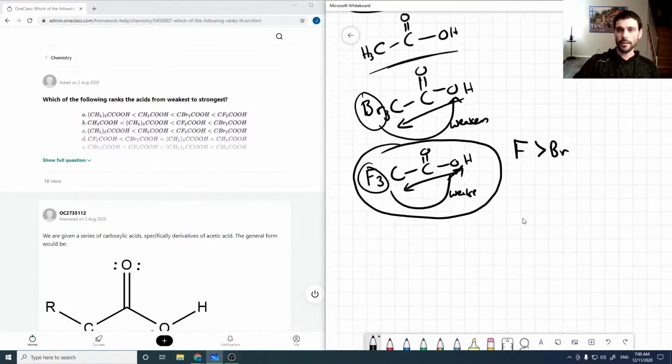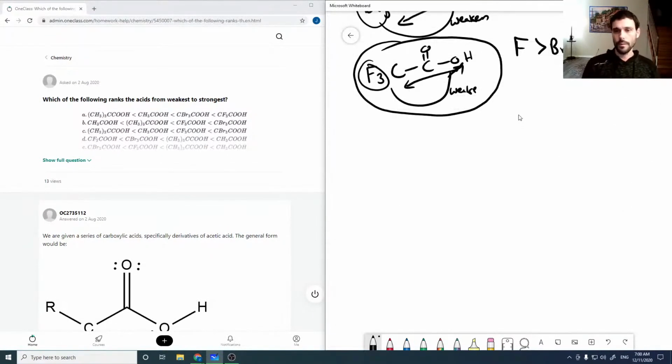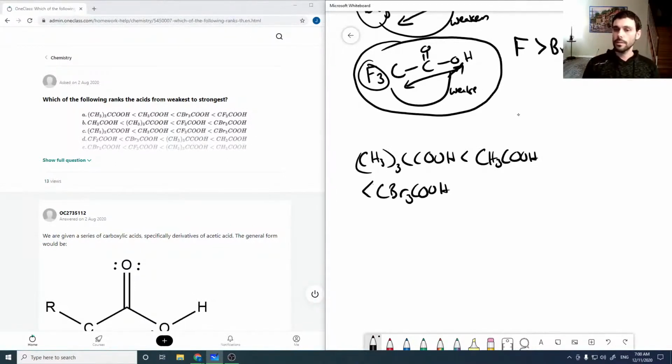And so now we have our ranking here. It's going to be the acid with the methyl groups is less than CH3COOH, which is going to be less than, I'll just try to emulate now one of the answers so we can compare it, CBr3COOH, which is going to be less than our CF3COOH. And if we look, that's just answer A. So it's the top answer. So that looks good.